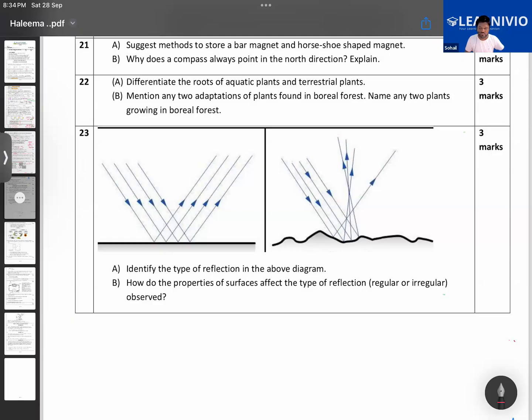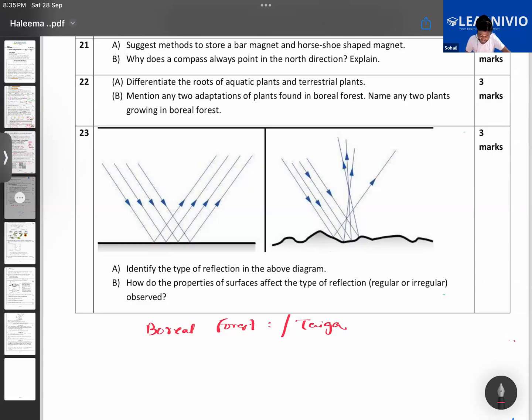Sir, boreal forest is like the rainforest. Okay, and really tall trees grow in them. Further, they are also called taiga. They are also known by the name of taiga. These kinds of forests are found in the northern part of the world, basically in the northern hemisphere.